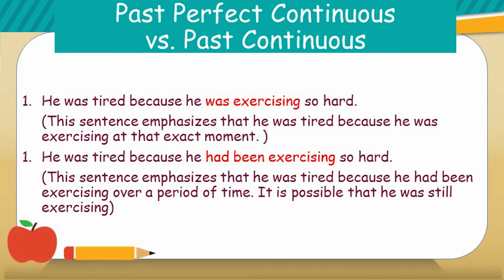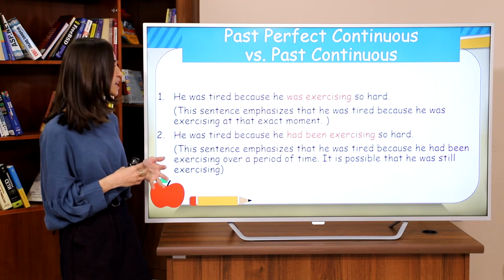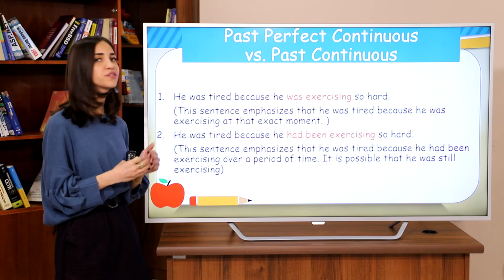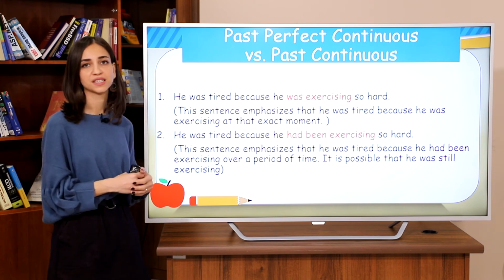Now let's read the second example. He was tired because he had been exercising so hard. This sentence emphasizes that he was tired because he had been exercising over a period of time. It is possible that he was still exercising.